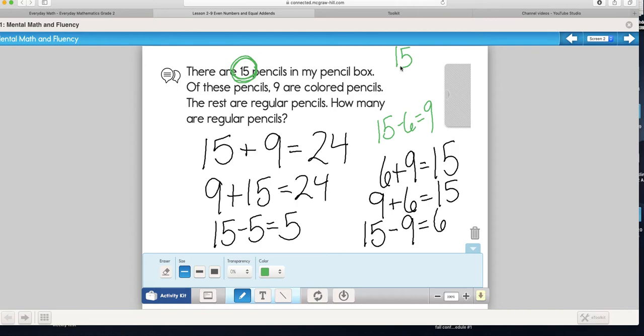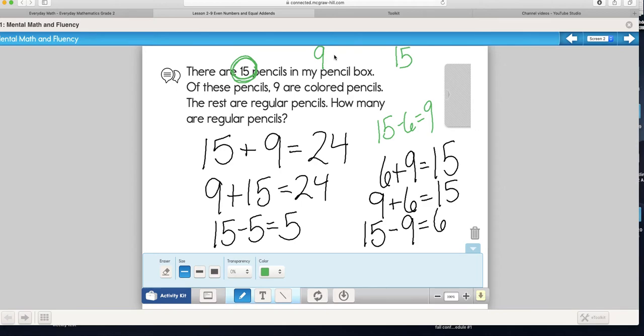Jake? 9. 9 of those pencils are colored pencils. How many of those pencils are not colored pencils? Do we know according to this problem? No. That's what we are looking for. So we're not adding 15 pencils and 9 pencils together. We're figuring out of those 15 pencils we already have, how many of those are just regular. We know that 9 of them are colored. We don't know what the regular pencils are.